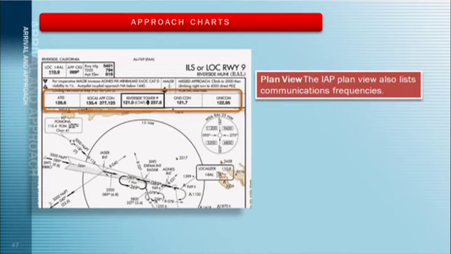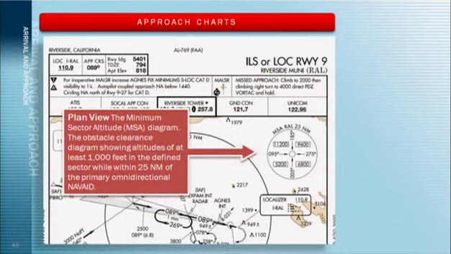The plan view also contains the MSA, or minimum sector altitude diagram. This is the obstacle clearance diagram showing safe altitudes of at least 1,000 feet of obstruction clearance over any obstacle in the defined sector within 25 nautical miles of the primary omnidirectional nav aid.